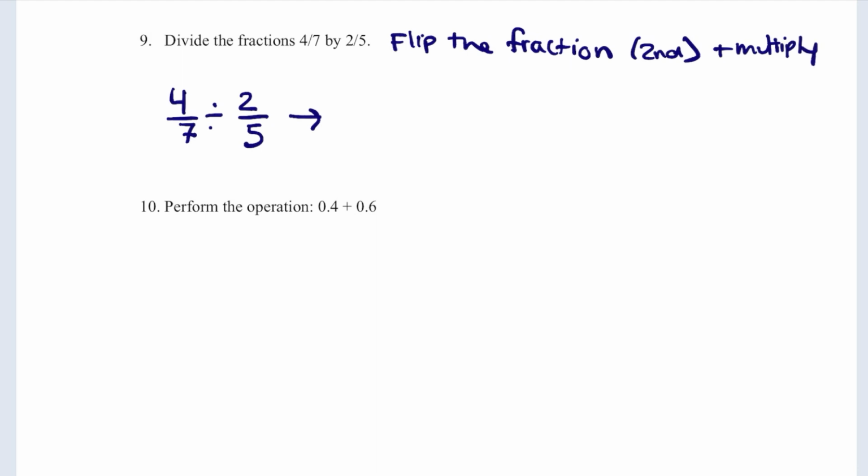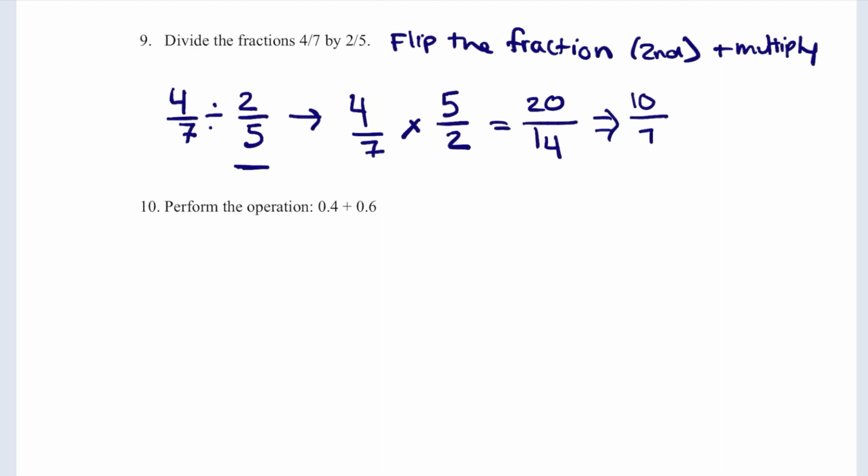Okay, so what we're going to do is flip this fraction. So it's going to become 4 over 7, and we're going to multiply. So times 5 over 2. And now we're going to multiply across like we did for our multiplication one. So 4 times 5 is 20, and 7 times 2 is 14. And we can further reduce this because 2 goes into both of these numbers, so it's going to be 10 over 7. And that will be our final answer. So remember, when you divide, you flip the second fraction and you change it to a multiplication problem.